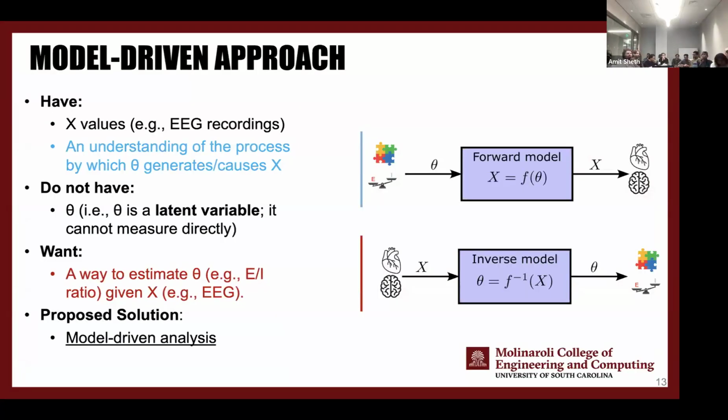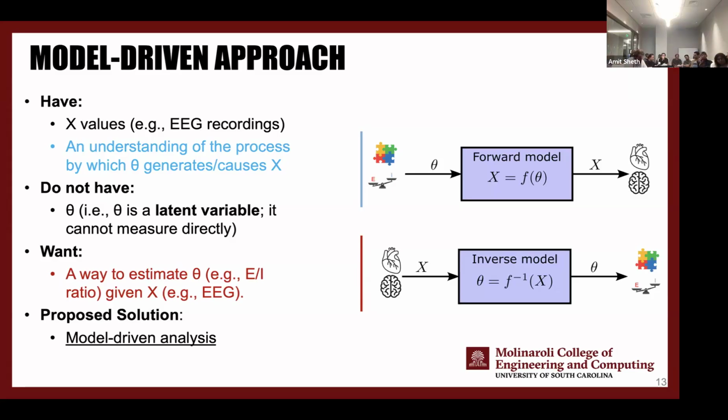Okay, so what I propose here is another approach, which I would refer to as the model-driven approach. In that case, you have the X value, so in that context, for example, the EEG recording. The other thing that you have, that you didn't need in the other approach, is an understanding of the process by which theta, your parameter, causes or influences the generation of your observation X. Because that's what you'll model, right?